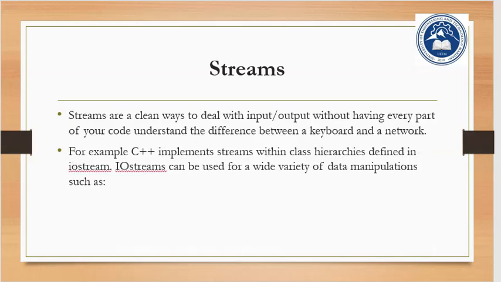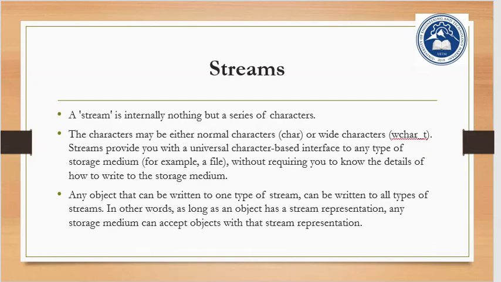So streams are a clean way to deal with input output without having every part of your code understand the difference between a keyboard and a network. For example, C++ implements streams within class hierarchies defined in IOStream. So IOStreams can be used for a wide variety of data manipulations. A stream is internally nothing but a series of characters. The characters may be either normal characters or void characters. Streams provide you with a universal character based interface to any type of storage medium.